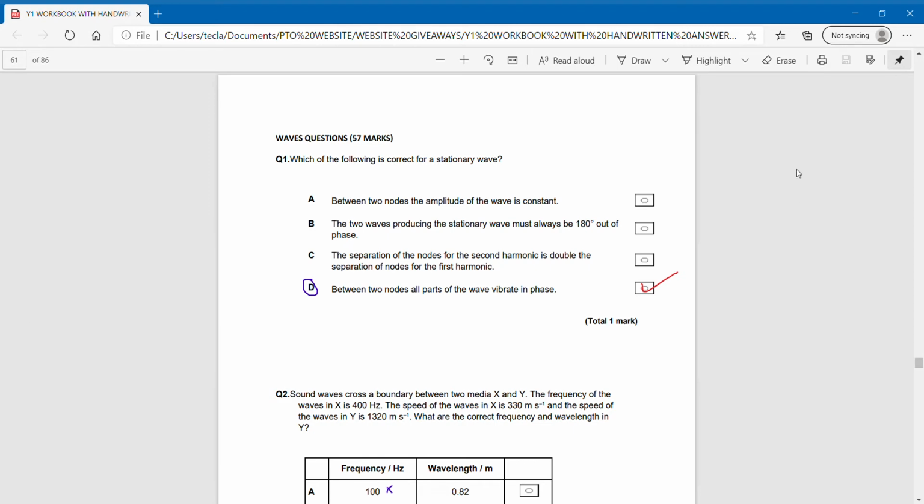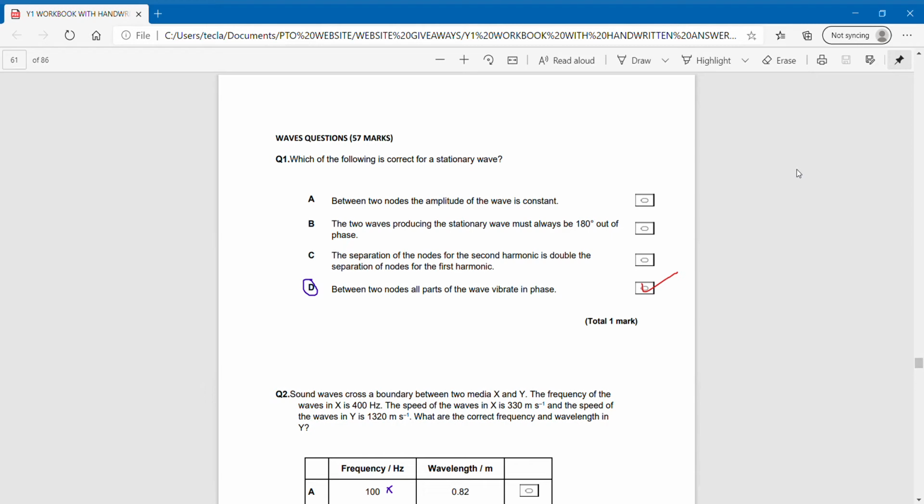Which of the following is correct for a stationary wave? The answer is D. Between two nodes, all parts of the wave vibrate in phase. It can't be A, because the amplitude actually varies between the nodes. At the nodes it's zero amplitude, and the amplitude gradually increases as you work towards the antinode, which is maximum amplitude, and then decreases again as you go towards the node. So it can't be A.